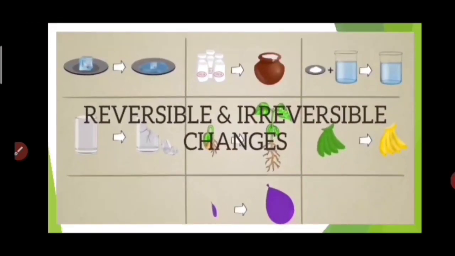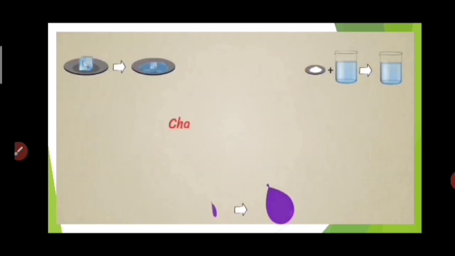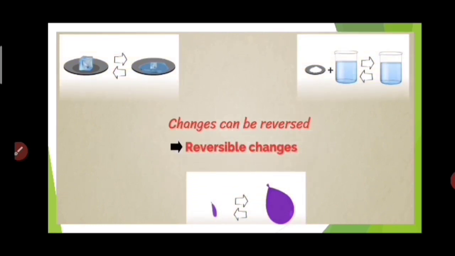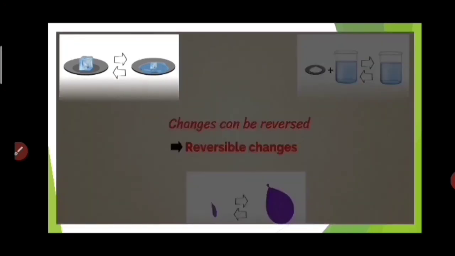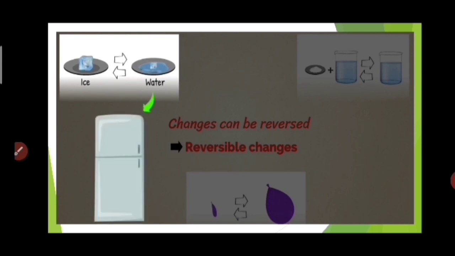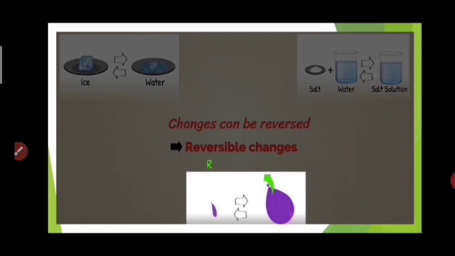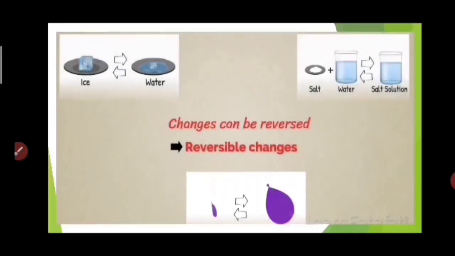The next change is reversible and irreversible changes. Some of the changes can be reversed, that is, the changes can be undone. Such changes are called reversible changes. For example, we can convert water into ice by keeping it in a refrigerator. We can separate salt from water by evaporation. If we release air from a balloon, then it regains its shape. These all are reversible changes.